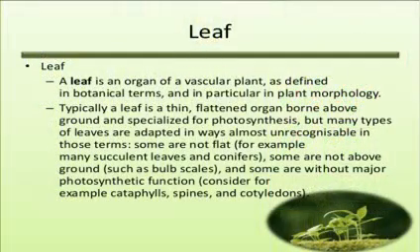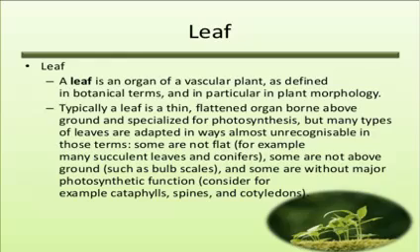Leaf. Now we will discuss in detail. A leaf is an organ of a vascular plant as defined in botanical terms, and in particular in plant morphology. Morphology is the combination of two words. Morph means shape, structure and logy means study. Study of the shape of the leaf or any particular organ is called morphology. Typically, a leaf is a thin flattened organ borne above the ground and specialized for photosynthesis. Photosynthesis is also a combination of two words, photo and synthesis. Photo means light, synthesis means to make up, so they make up food in the presence of light.